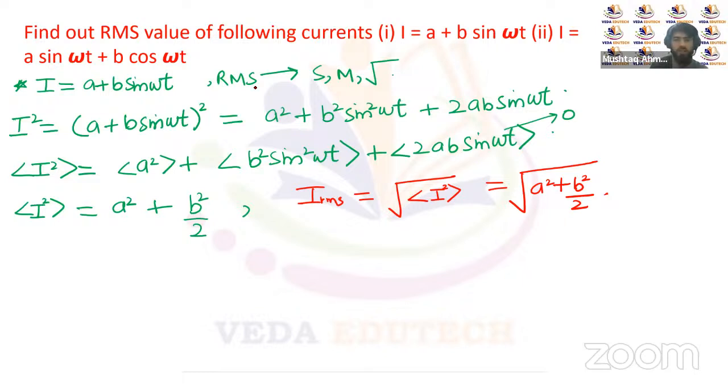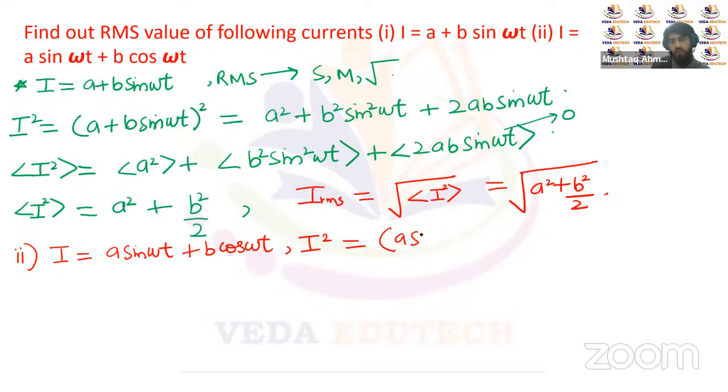So this is how we can calculate the RMS value for different functions. Let's now discuss the second part. Similarly, for the second part, if we calculate the RMS value, we first write this current I, that's equal to A sine omega t plus B cos omega t. First of all, we'll take the square of this current, that's I square, which will be A sine omega t plus B cos omega t, whole square.